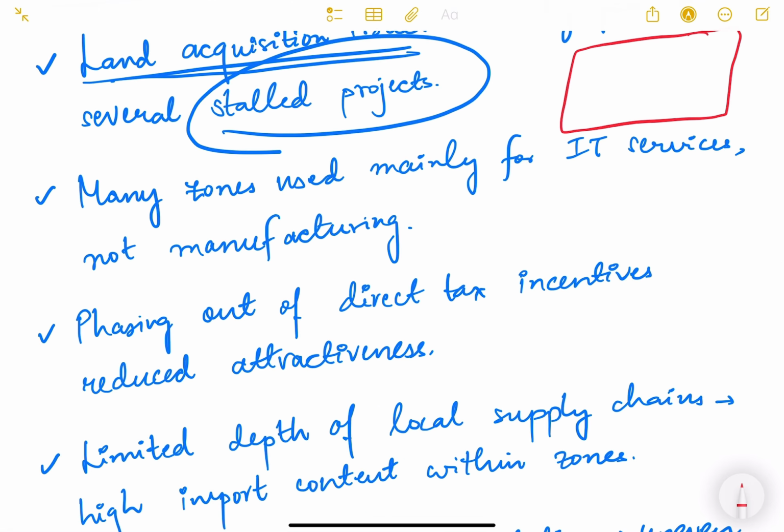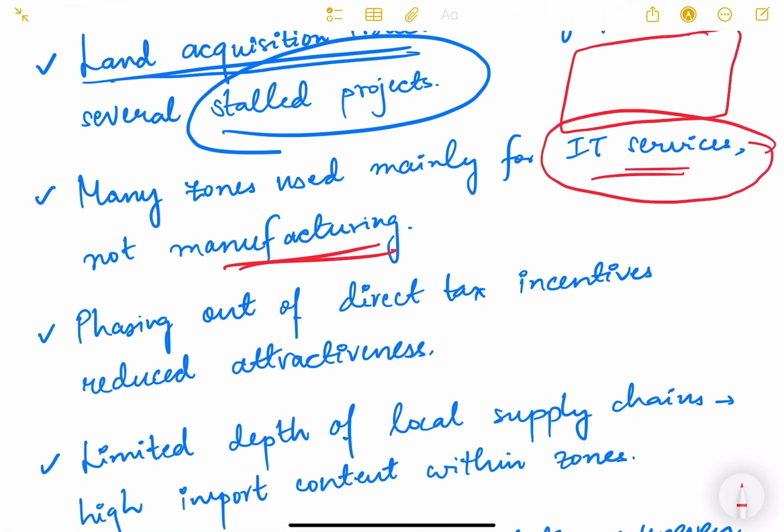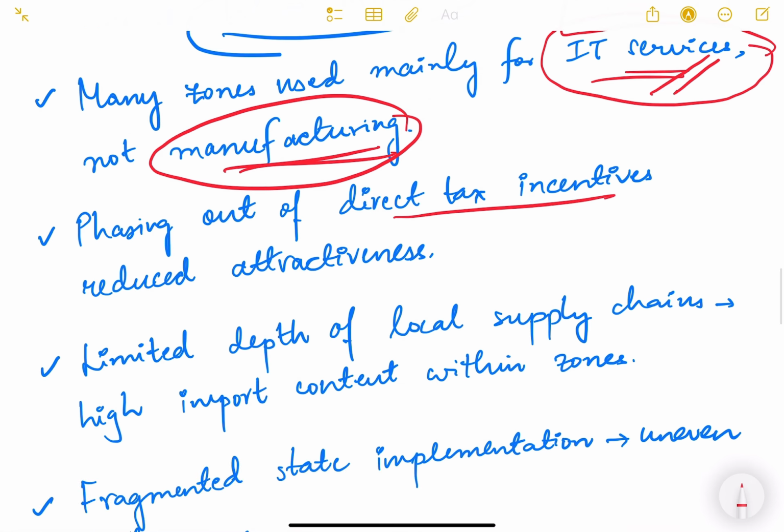Many zones were used mainly for IT services and not manufacturing. Again, as I've told you, SEZ was not just for manufacturing, but also for services. But our target here is to boost manufacturing and physical goods and not services, because we are already doing good in services. But these zones were mainly used for IT services rather than manufacturing. So the bottom line, the fundamental spirit or reason behind it was defeated. Phasing out of direct tax incentives reduced attractiveness. As I've told you, income tax benefits were phased out, and then the attractiveness of these SEZs slowly reduced.